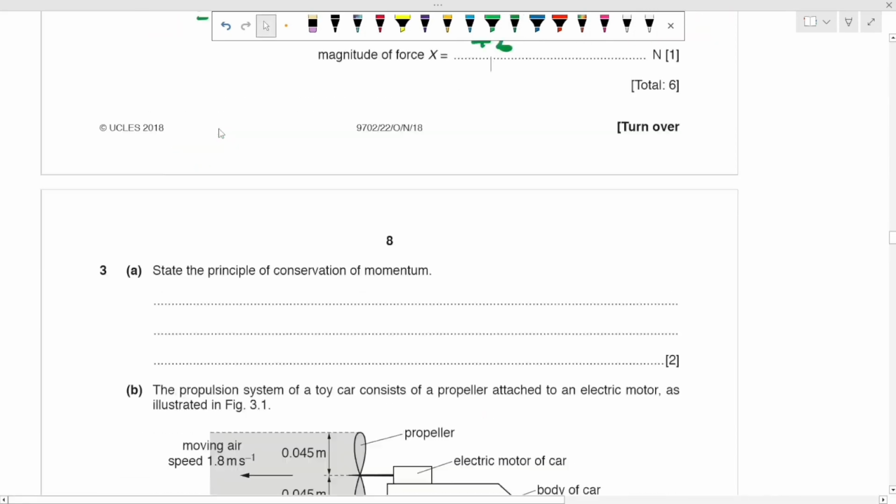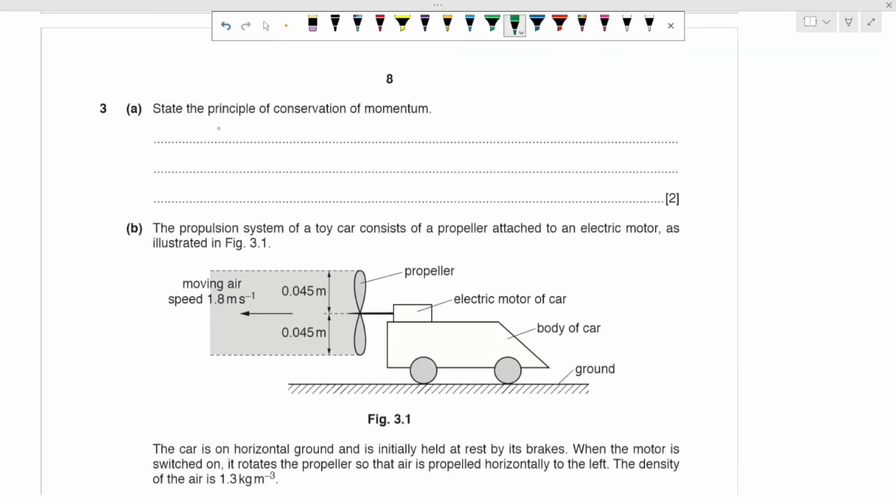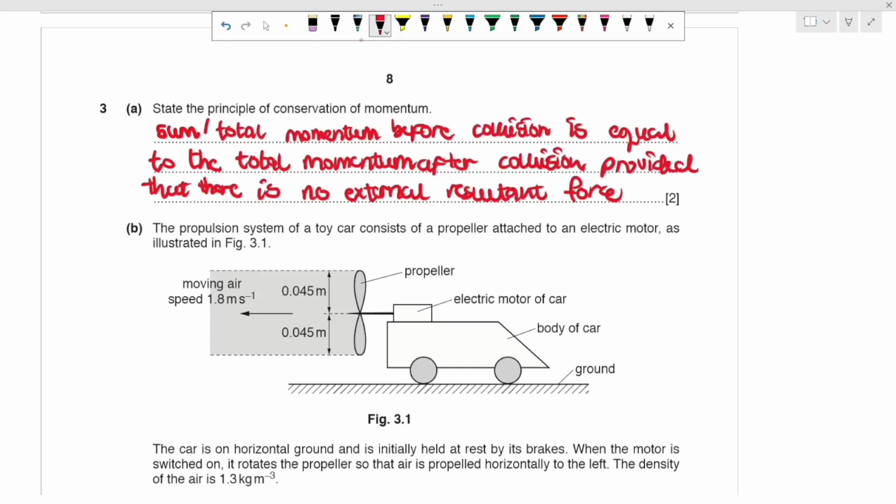Moving on to question number 3, state the principle of conservation of momentum. A very, very important principle that you're supposed to know. What does the principle say? The principle is pretty simple. The total momentum before a collision will be equal to the total momentum after a collision, provided that there is no external resultant force acting on that system.